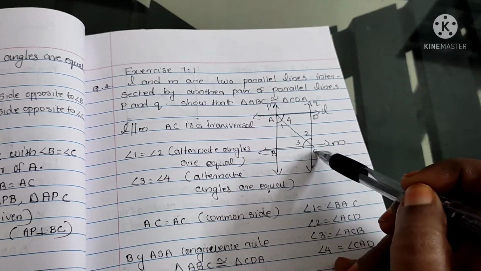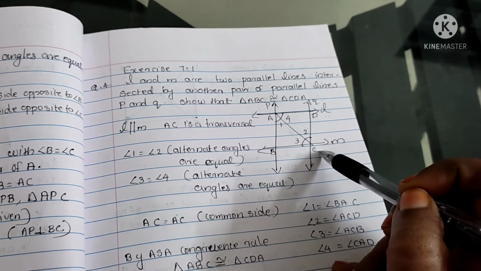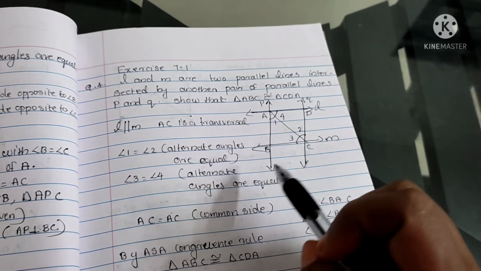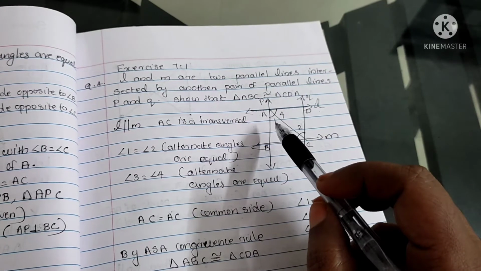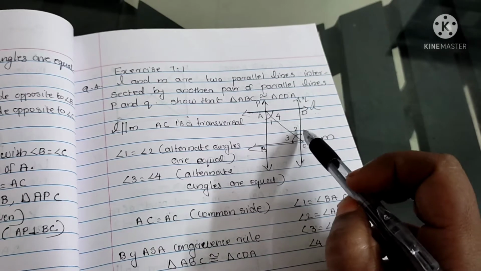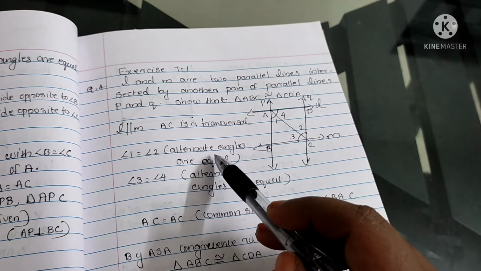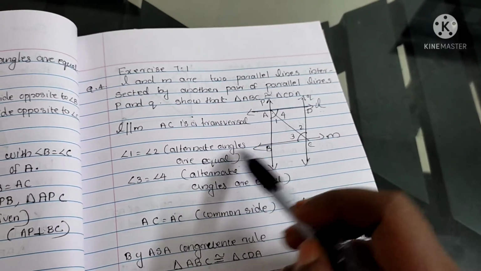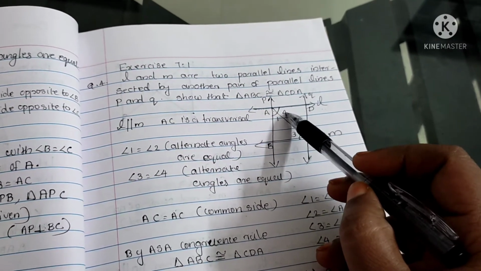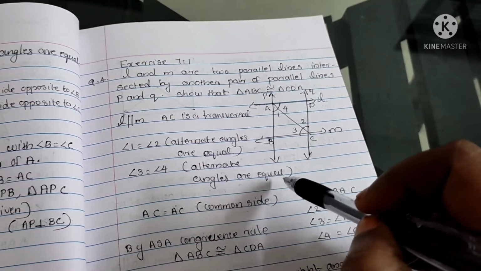AC is a transversal. When two parallel lines are cut by a transversal, which angles are equal? That is, alternate interior angles are equal. Here, which are the alternate interior angles? Angle 1 and angle 2. That is, angle 1 is equal to angle 2. Reason: alternate angles are equal. Also, angle 3 is equal to angle 4. Reason: alternate angles are equal.